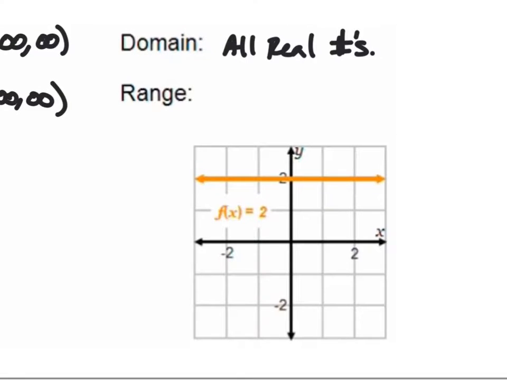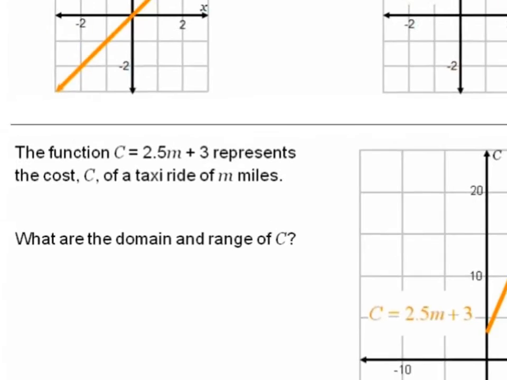Okay, but then the range, and this is where it gets tricky. It says, okay, where do I have y values? Do I have negative y values? And the answer to that question is no, okay? Do I have 0 as a y value? The answer to that question is also no, but do I have any positive y values? The only y value that we have is 2. So the range here is just going to be y is equal to 2. And that's it, okay?